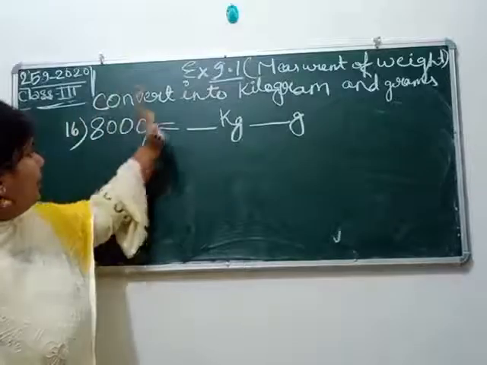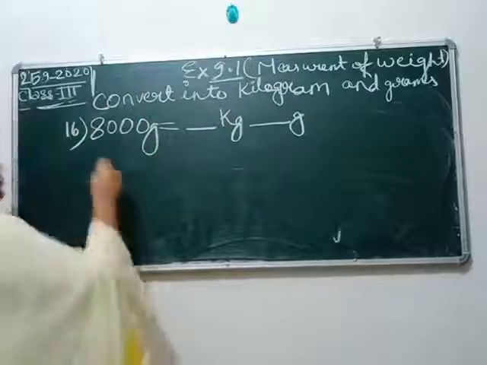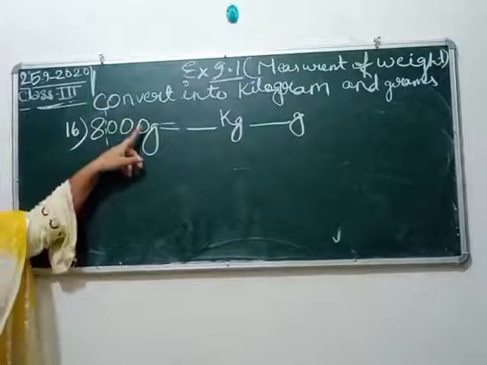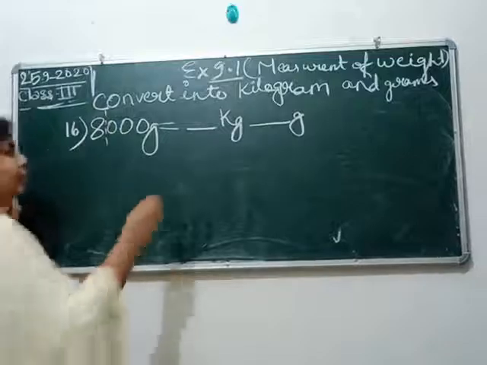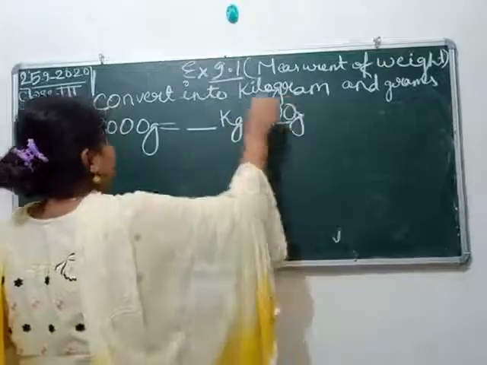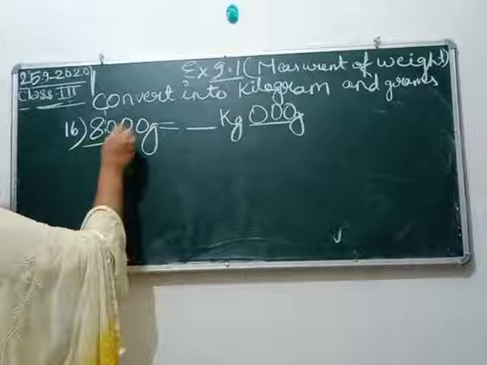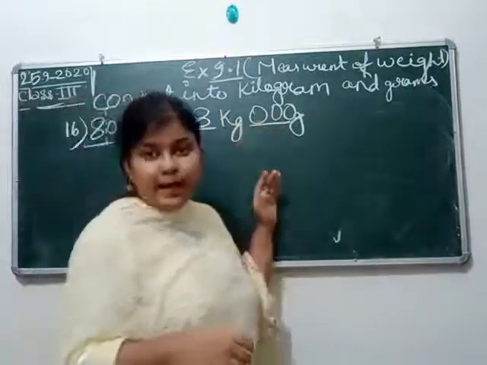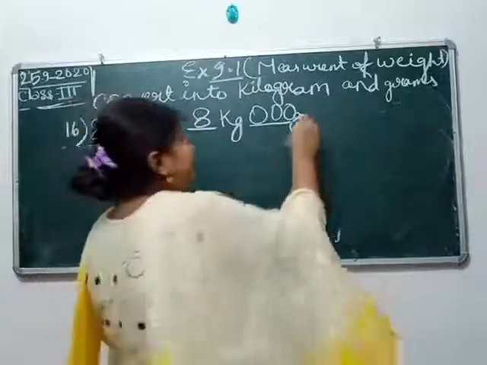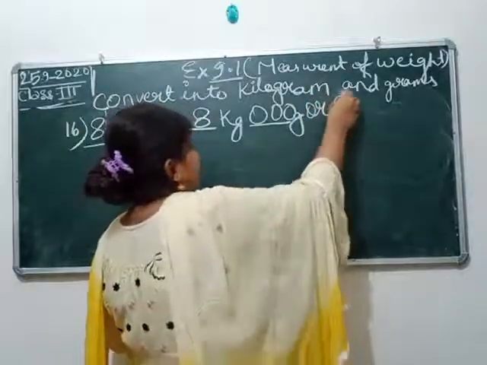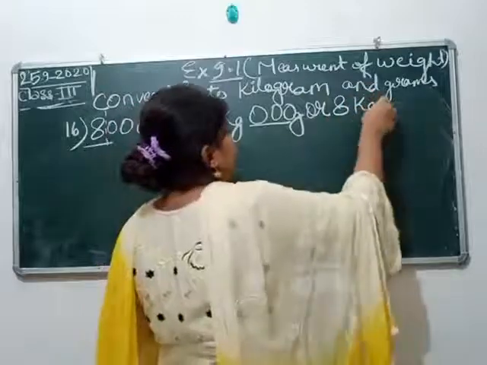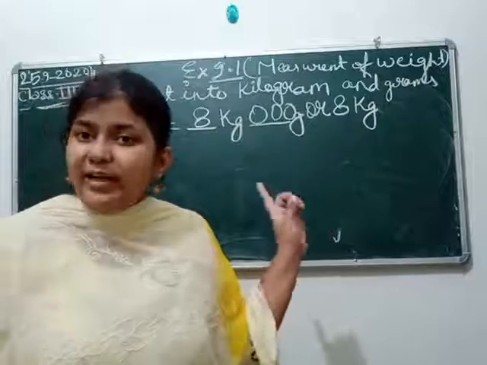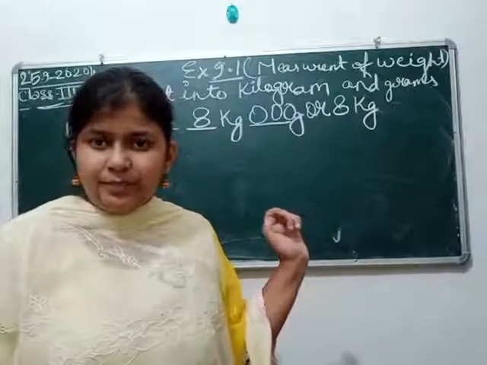Once you make these two headings, now from the right side 3 numbers you will separate. So 3 zeros, 1 2 3. Here we are having only 3 zeros and the number at the 1000 place is 8. So our answer is 8 kg 000 gram, or we can write only 8 kg, because 0 gram has no value.